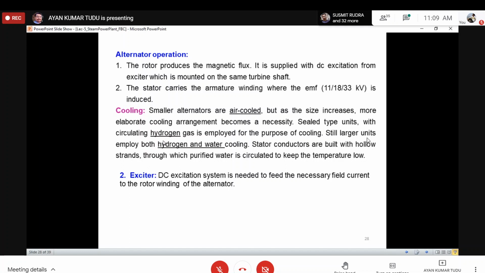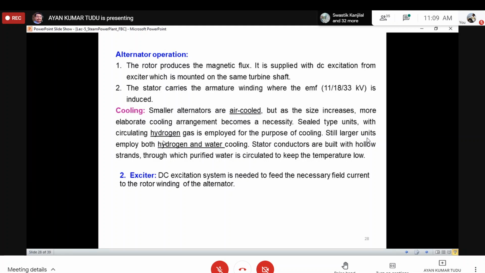And how are the alternators cooled? Smaller alternators are air cooled, but as the size increases, more elaborate cooling will be required, because of which sealed type units with circulating hydrogen gas are employed for the purpose of cooling. Still larger units employ both hydrogen and water cooling. So the stator conductors are built with hollow strands through which purified water is circulated to keep the temperature low.